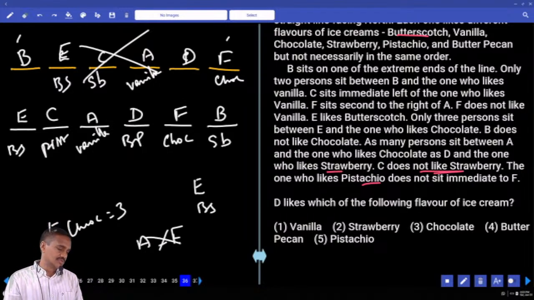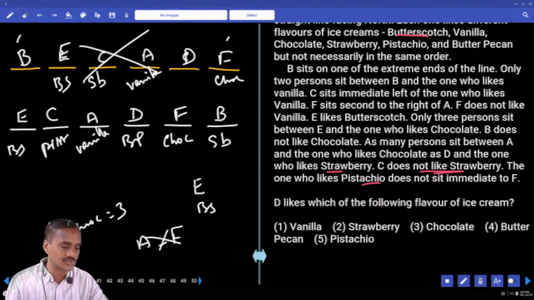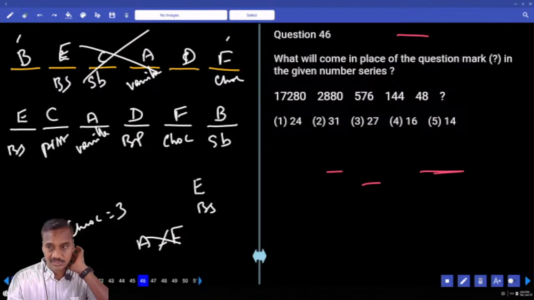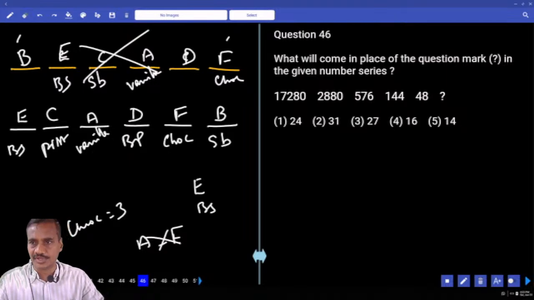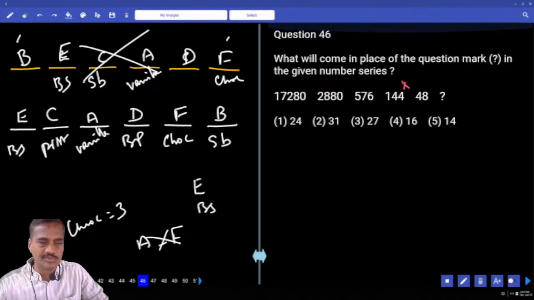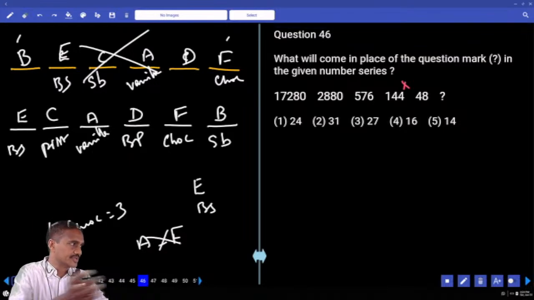Now this was about question numbers 36 to 40. Done with this paper? My next topic is number series, question numbers 46 to 50. Now coming back to question numbers 46 to 50, number series. Now the numbers are decreasing at a very fast rate, so it is a product or combination. 48. Whenever the numbers are in decreasing order, you need to start in the reverse order.